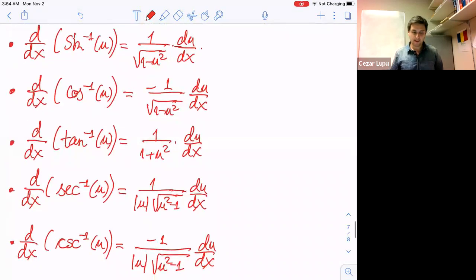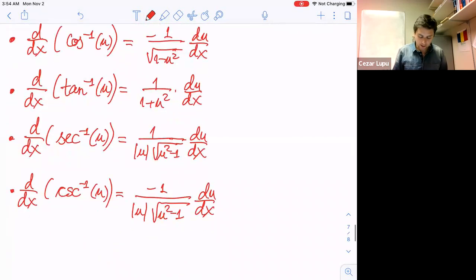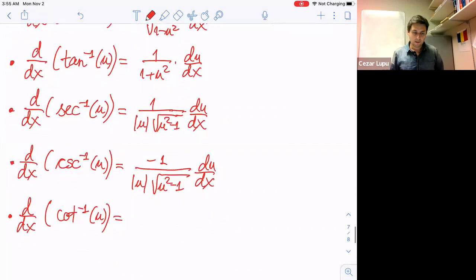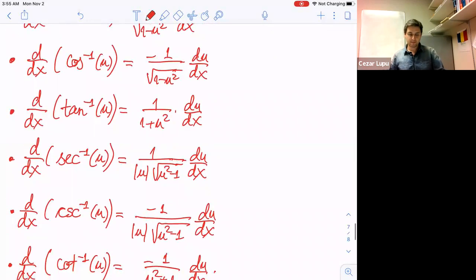And let's see, what else do we have? Secant, cosecant, tangent, and cotangent. For the cotangent, this would be negative 1 over u squared plus 1, times du over dx. Okay, so these are the formulas. Look at them. Anyway, now let's see some examples. I would like to do some examples, and then I will move towards logarithmic differentiation. In fact, I'll give some derivatives of exponential and logarithmic functions, and then move towards logarithmic differentiation.